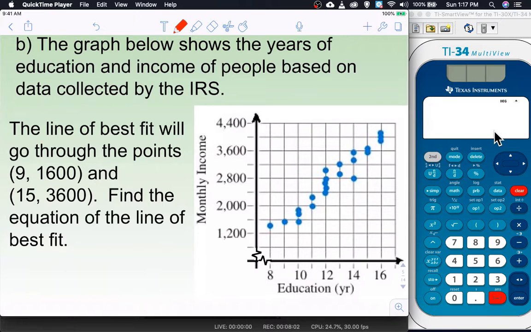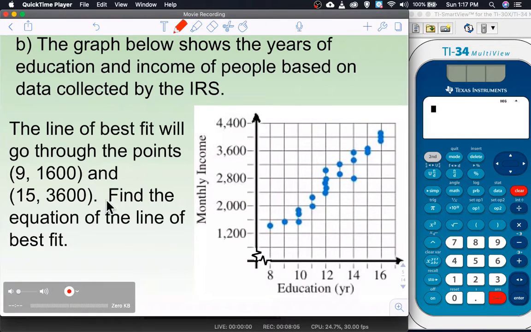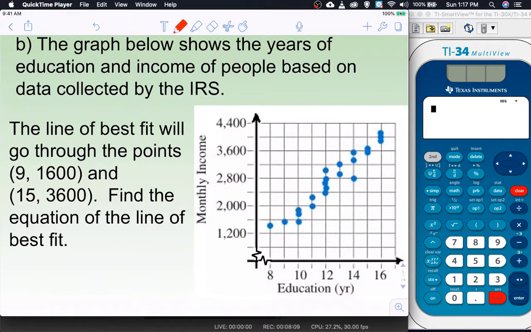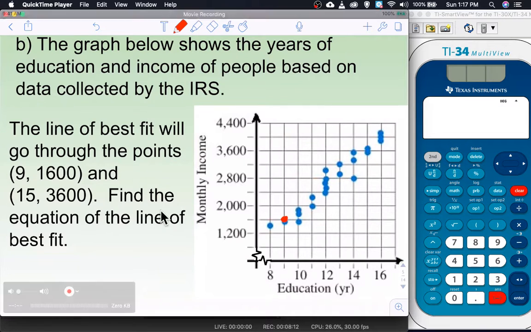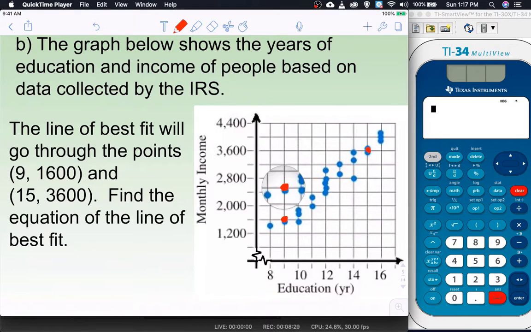All right, so the first thing I would do is I would actually graph the points they have here. So 9 and 1600 would be here. In my scale, they're counting by 400s. 1200, that would be 1600, 2000, 2400, 2800, 3200, 3600. Okay, so there's the first point. And then 15 and 3600 would be right there. And then I could draw my line. And I'm even going to draw my line in reverse. So there's my line.